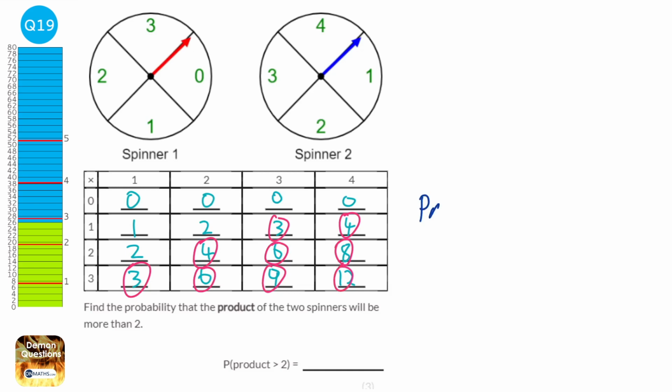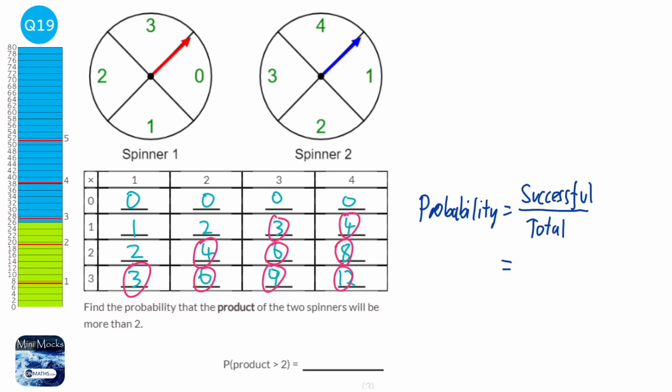And to work out a probability, it's always the successful outcomes over the total amount. So the successful ones are the ones I've circled, so 1, 2, 3, 4, 5, 6, 7, 8, 9. The total are all of them together, where it's a 4 by 4 grid, so it would be 16 in total. And so the probability that the product will be more than 2 will be 9 over 16.